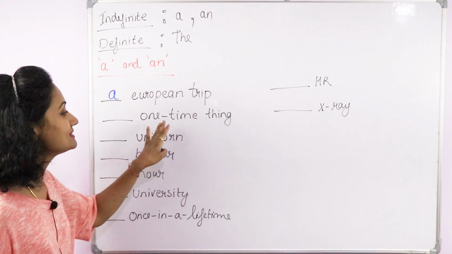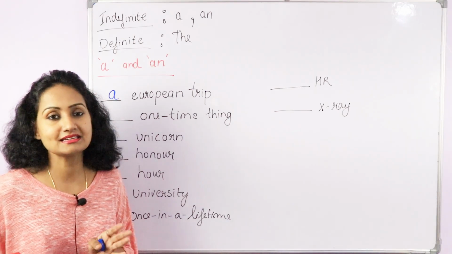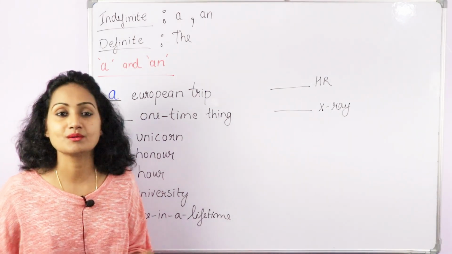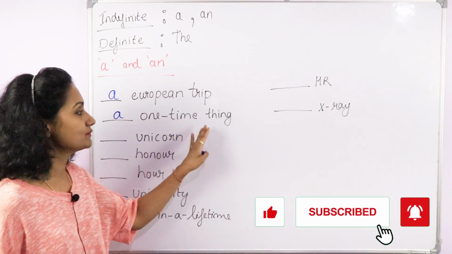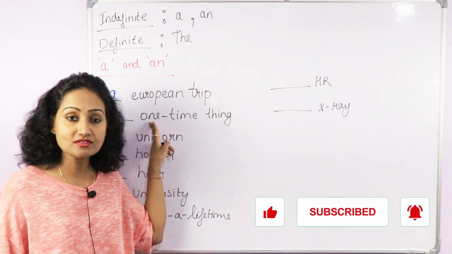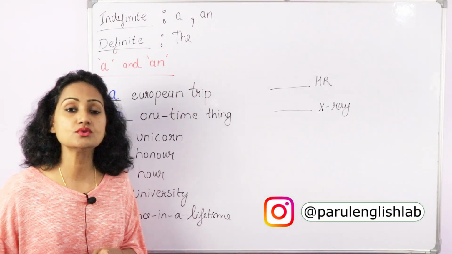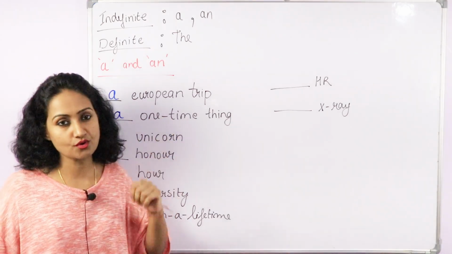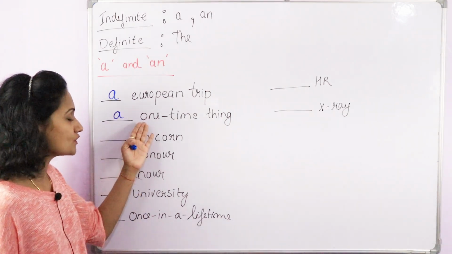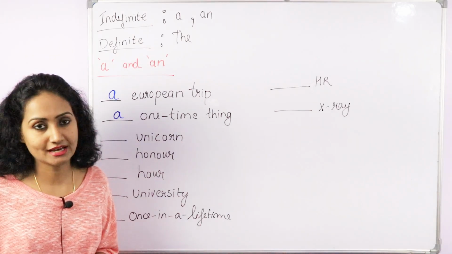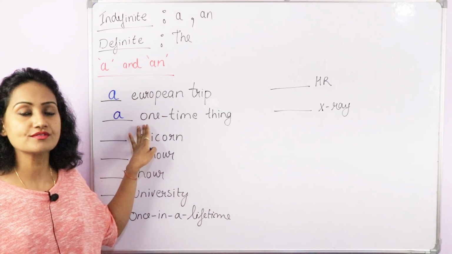Now next is one time thing. One, were. This is the sound of a consonant, that is W. So that's why we will use a. A one time thing. However, this word starts with a vowel, but we do not have to look at the first letter, rather we have to look at the first sound of the word. And generally people make this mistake. They just look at the first letter of the word and they put the article according to that. But please don't do that. Just look at the first sound of the word.